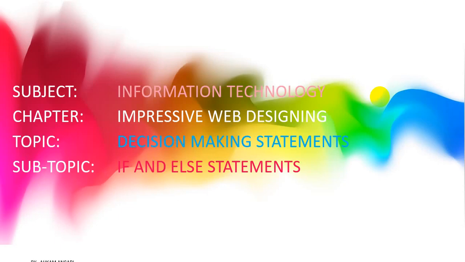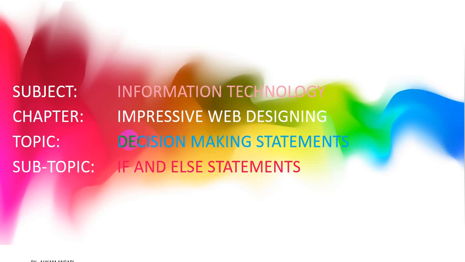In our previous lecture, we saw decision making statements, in which we saw the if statement, where we check a certain condition, and if the condition is true, we execute a line of code. But in today's lecture, we will see the if as well as the else statement, where we have to work with two blocks. If means we work with the true block, and else means we work with the false block, that is the else block.